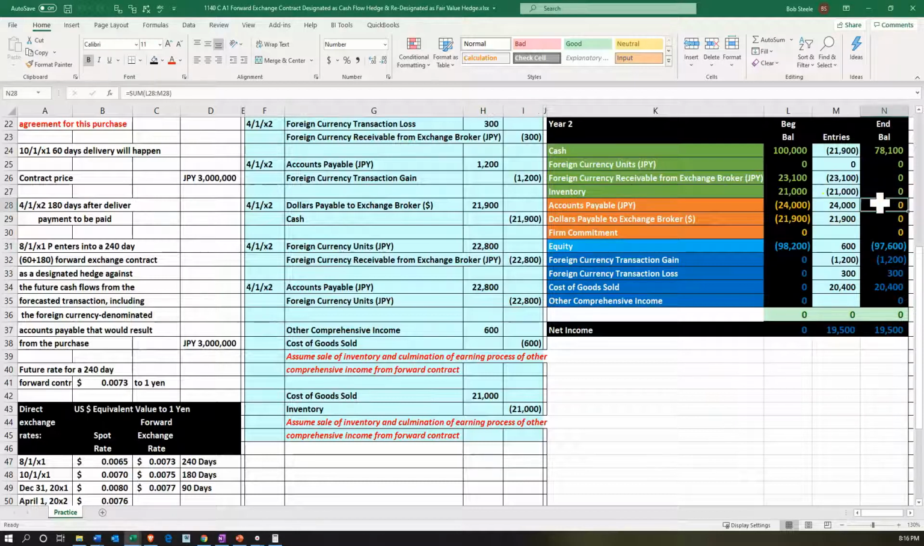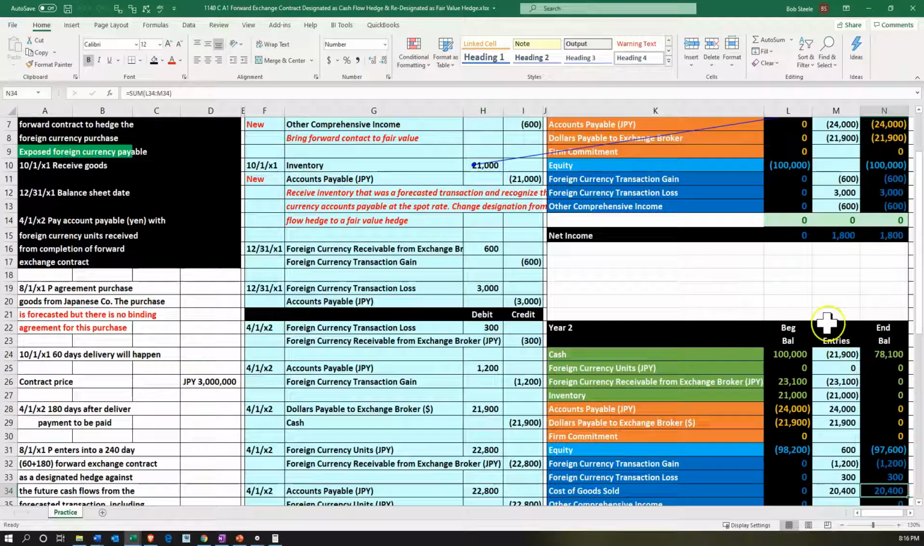So then we have the inventory. We've got the accounts payable is now back to zero in the yen because we paid off the 3 million at the end of the accounts payable term. The dollars payable to the exchange broker, which is part of the forward exchange contract, now back down to zero. Nothing in the firm commitment. The equity now at the 97,600. The effect on the foreign currency transactions here, as well as the assumed sale, only recording the cost of goods sold, not the sales side in our practice problem there.